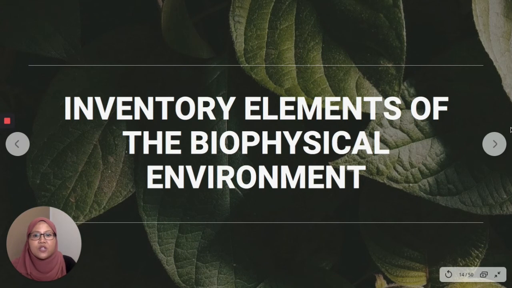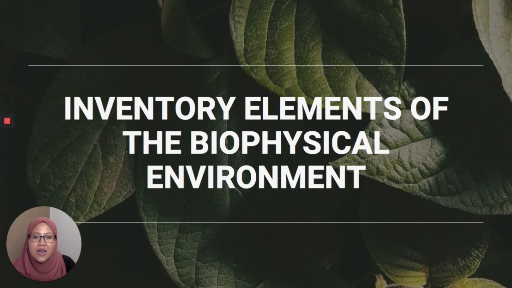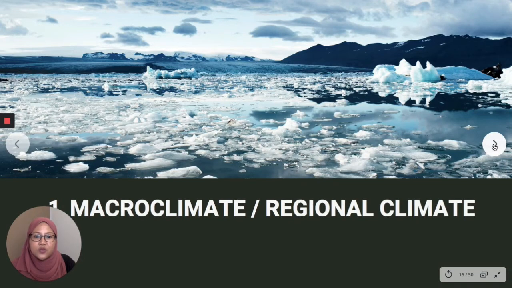Now we can go to the inventory elements of the biophysical element. So we will cover 9 of them, and then hopefully these 9 will help you to structure when you want to do your inventory analysis, where to start first, and then to understand how one element relates to another one. The first one is macroclimate. Macroclimate is also referred to as regional climate, and we're talking about climate in the broader sense of an area.